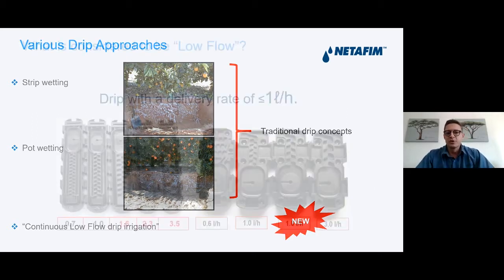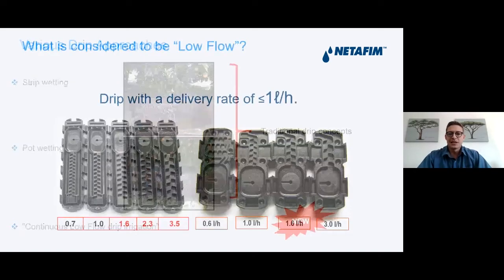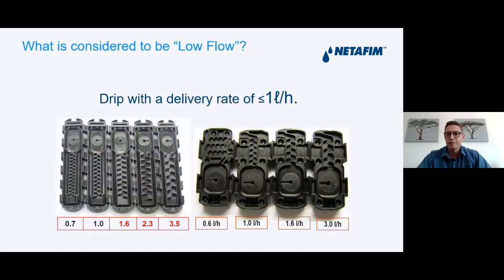So what is considered to be low flow? According to us, low flow is drippers with a delivery rate of 1 liter an hour or less. I know my colleague Jerry Austin did an excellent presentation yesterday on the workings of a dripper. So this is just another picture of what it looks like on the inside of a dripper. On the left-hand side, we have our Uniram range, which is the top of the range, the exclusive dripper for orchards. And on the right, we have DripNet PC, which is also a pressure compensated dripper, which we use more for the sugarcane and the maize industry.